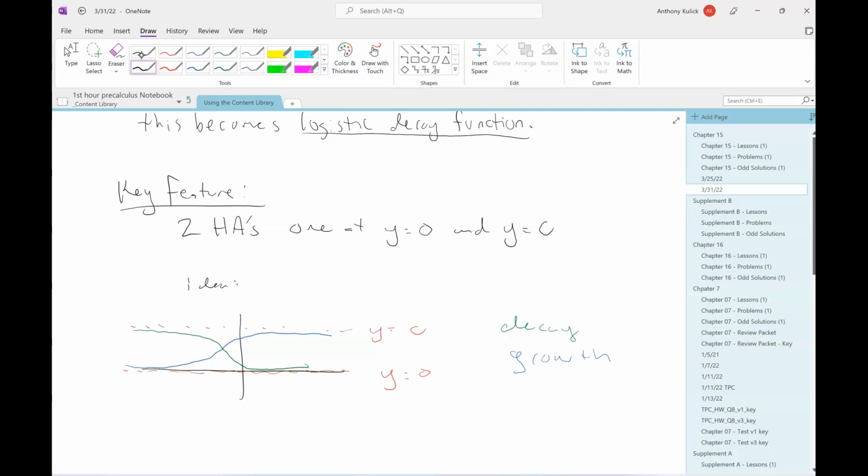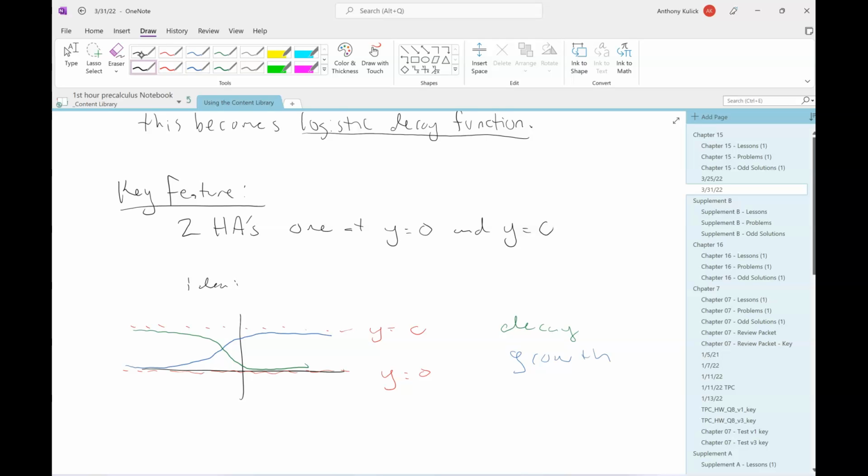Why would these things be important? Well, there's lots of real-world systems where there's a distinct lower bound and upper bound, but in between the things grow exponentially. If you think about a population, say you have a petri dish with bacteria in it. The minimum population of bacteria on your petri dish would be 0, right? If there's no bacteria there, you can't have negatives.